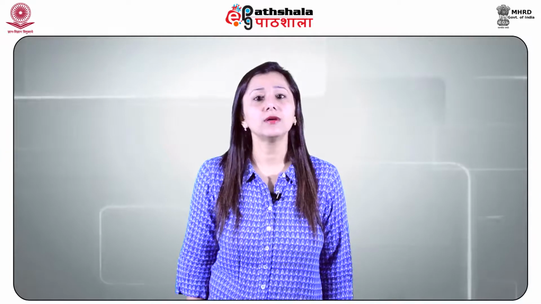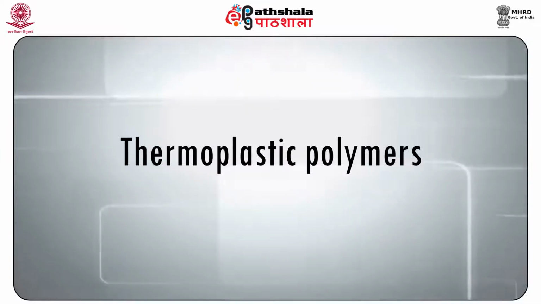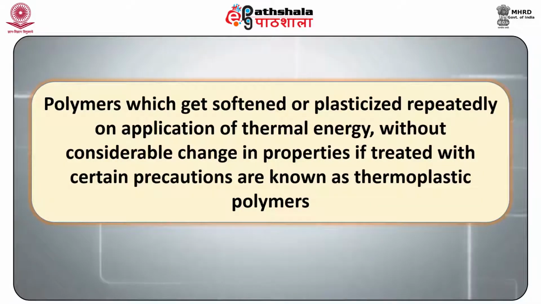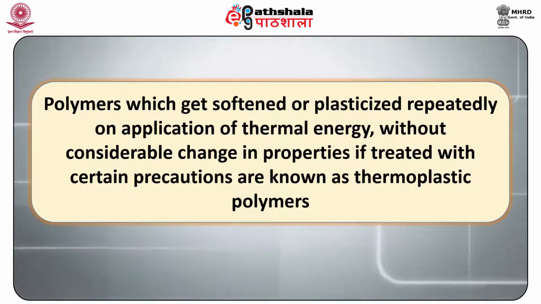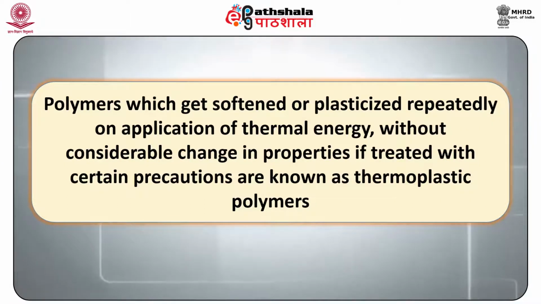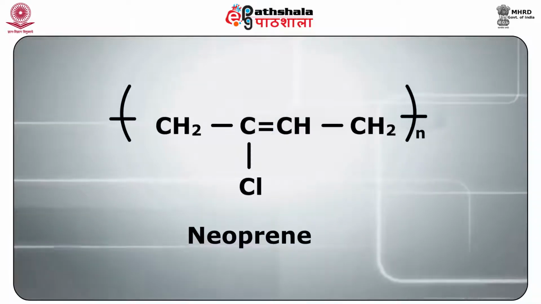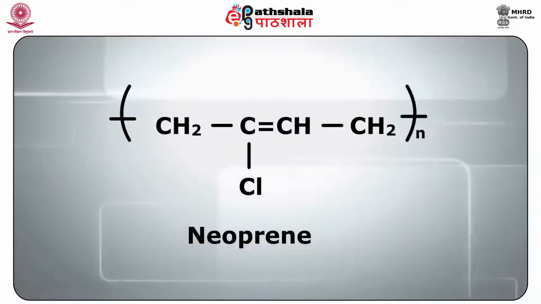On the basis of thermal response, we can have the following classification. Thermoplastic polymers: the polymers which get softened or plasticized repeatedly on application of thermal energy without considerable change in properties, if treated with certain precautions, are called thermoplastic polymers. Examples of such polymers are polyolefins, nylons, linear polyesters, polyethers, PVC, sealing wax, etc. For example, the structure of neoprene is given.